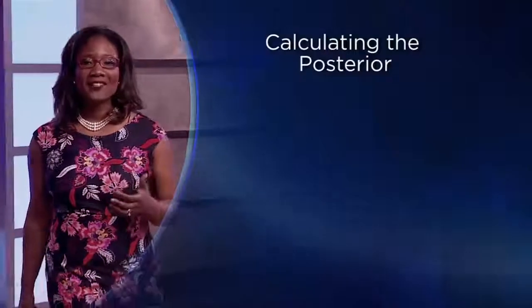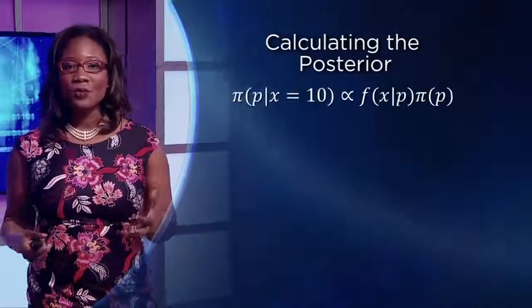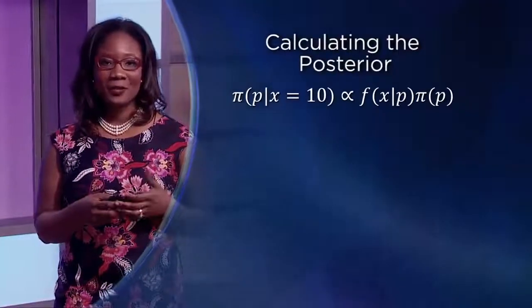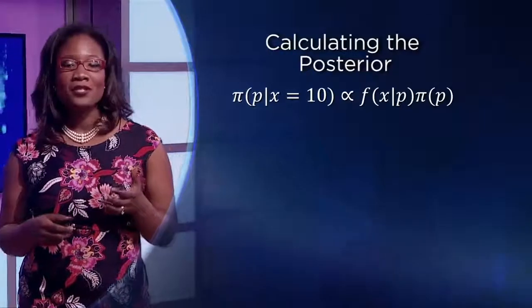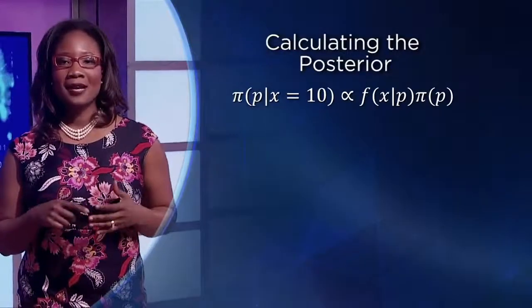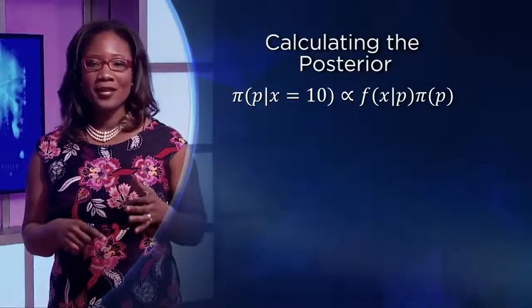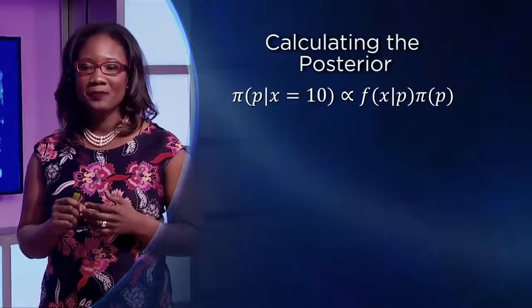All right, so now we have to calculate the posterior distribution. Remember, this is the distribution of our parameter p given the data that we observed, x equal to 10. And we know that's going to be proportional to the product of the prior times the likelihood. In this case, our prior for p was a beta with a equal to 4 and b equal to 4.